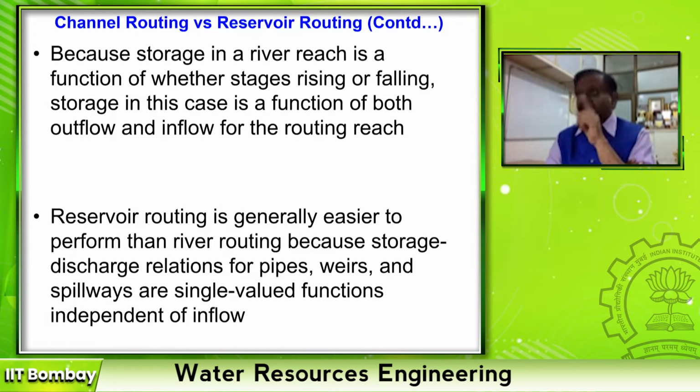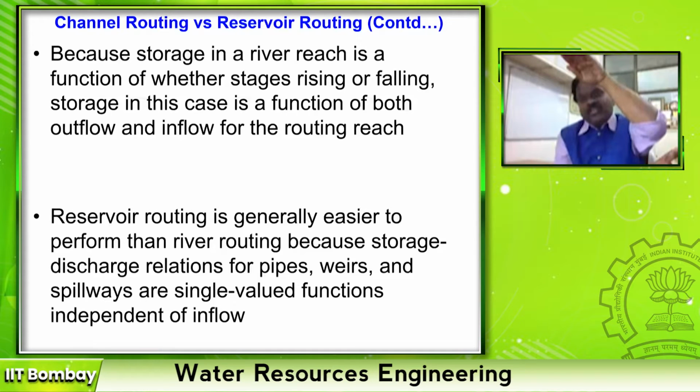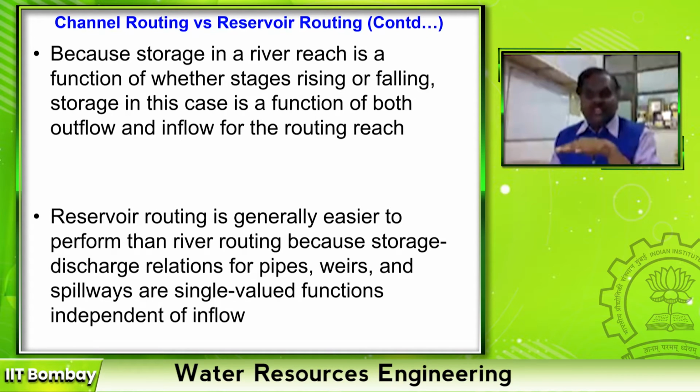See, the increase in reservoir water level is a function of inflow. Okay, but in a river reach, suppose there is a huge amount of inflow, the water level goes on increasing. Similarly, when there is a huge amount of outflow, it goes down. When inflow is zero, the water level goes down. It is fluctuating. So it is a function of both inflow and outflow.